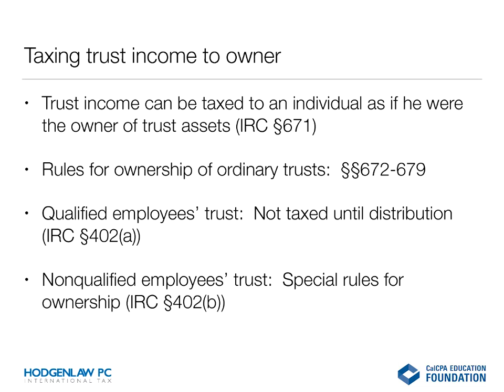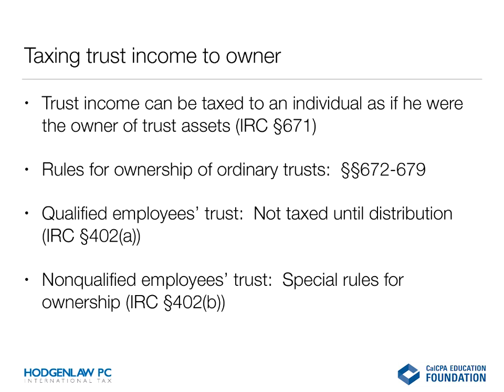All right. So what about rules for taxing trust income to the owner? Well, if you have an ordinary trust, the trust income can be taxed to an individual as if he were the owner of the trust assets. And the rules for ownership for an ordinary trust are in sections 672 to 679.